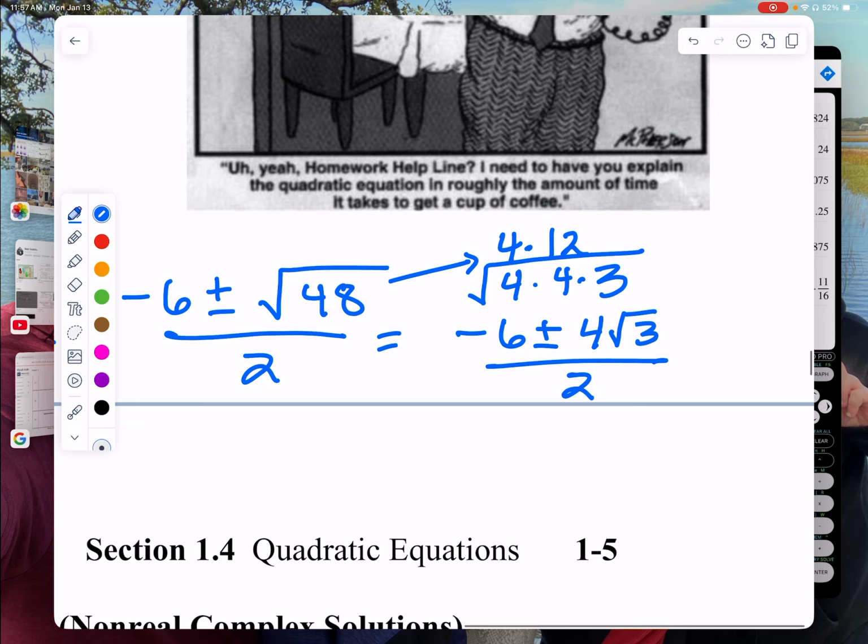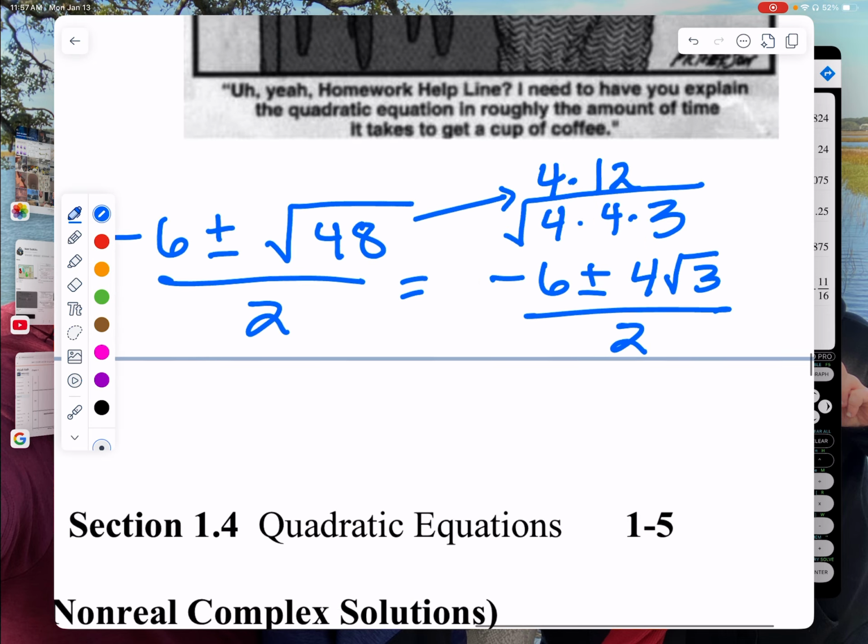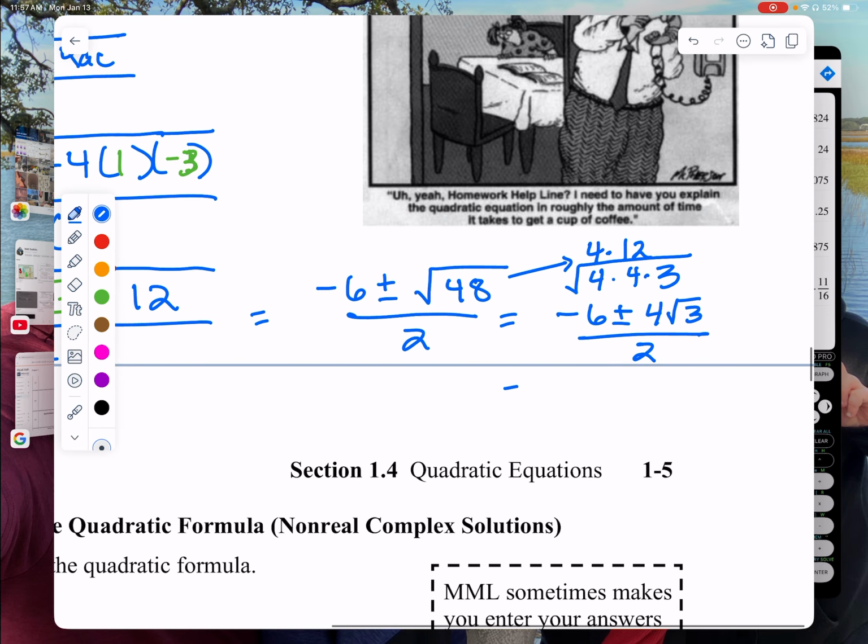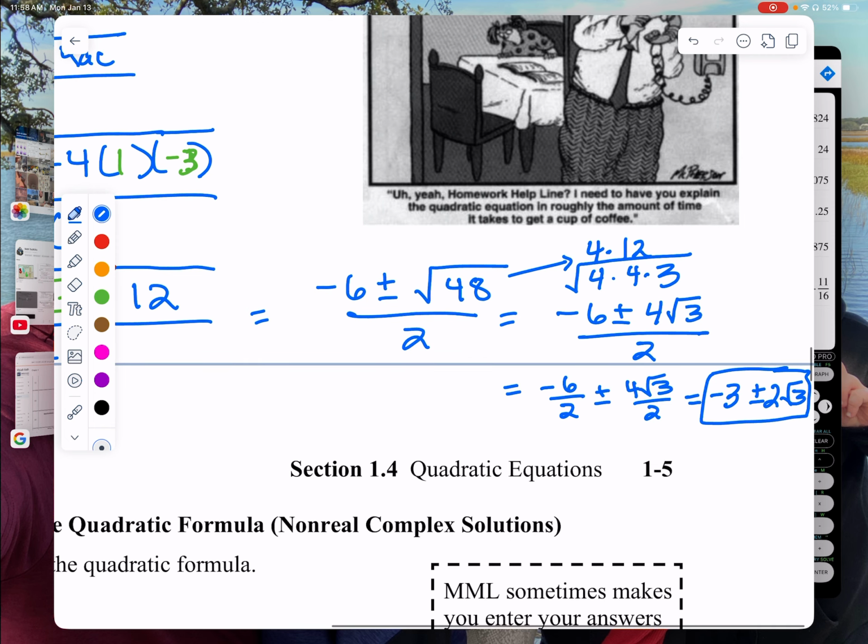So you can either do this on paper or you can do it in your mind. -6 over 2 plus or minus 4 square roots of 3 over 2. But if you could do it in your head if you wanted to, and just divide -6 by 2 and get -3, and 4 by 2 and get 2.